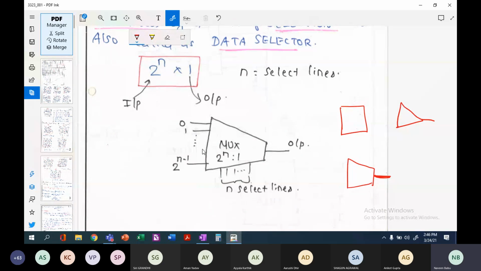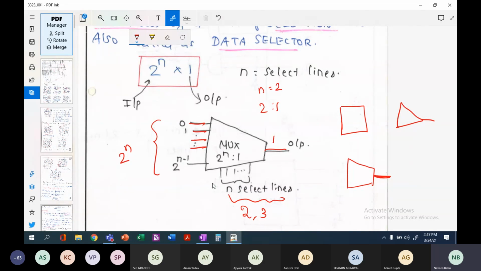Here you will have 2 power n inputs and only one output. How do I represent a multiplexer? If, for example, n is equal to 2, I will represent this as a 4 cross 1 multiplexer. N represents the number of select lines. If n is equal to 2, I will have 4 input lines, and only 4 input lines can be selected. If my select lines are 3, then 2 power 3, which is 8 input lines, can be directed to one output line.